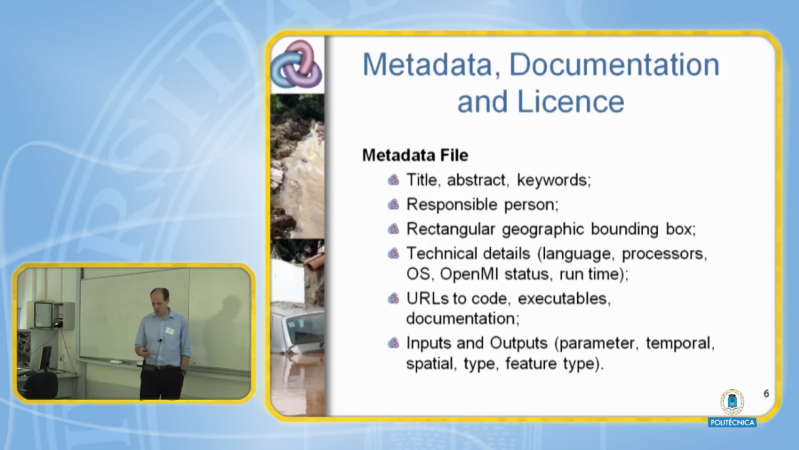So firstly, metadata, documentation and license. The metadata that you need to provide is a file of metadata which we can give to you in a Word document form. So you can even fill it in Word if you want to, containing the following details. Firstly, standard stuff, title, abstract and some keywords describing it. Fairly straightforward. A responsible person and their contact details. A rectangular geographic bounding box.